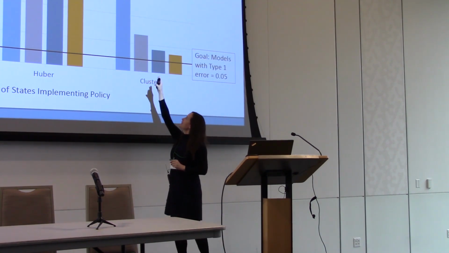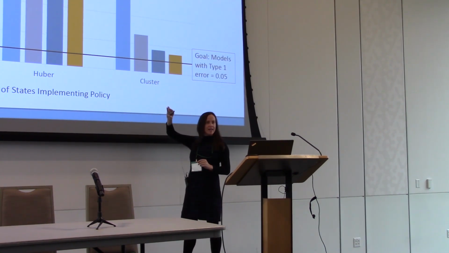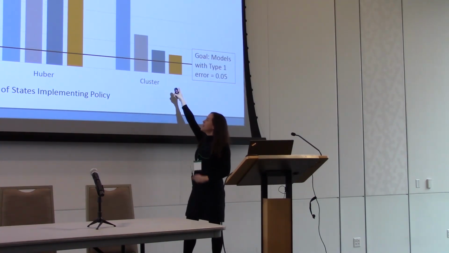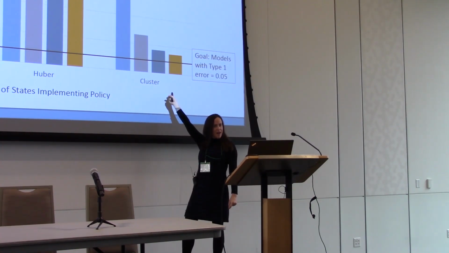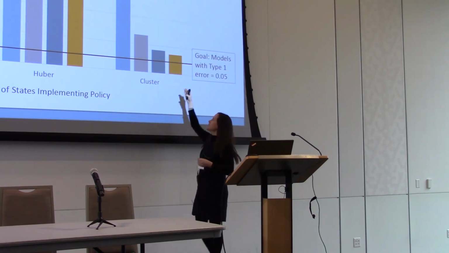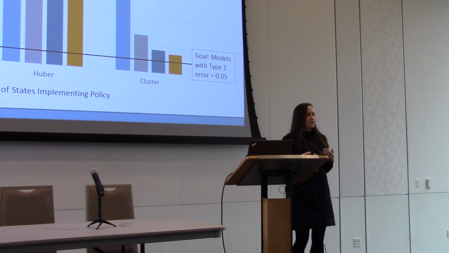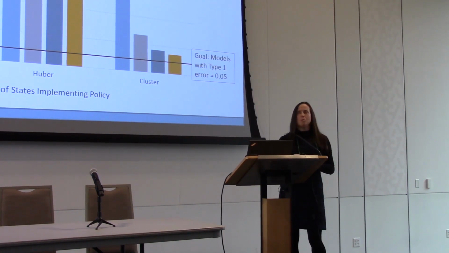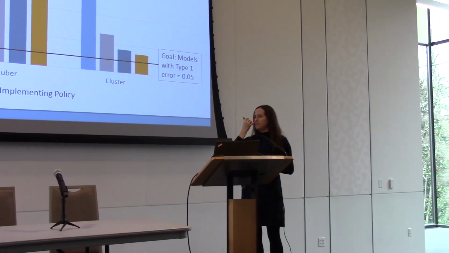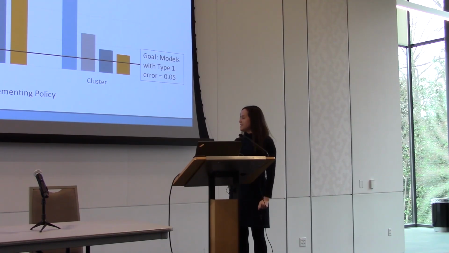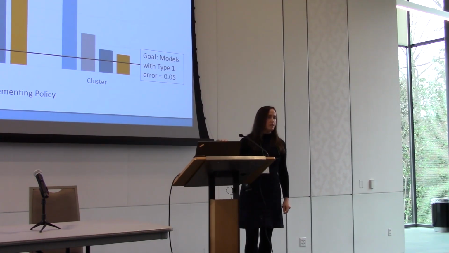But what's interesting is even if you do the cluster adjustment, you still have to get, so these next layers of the graph are the sample size of treated states. So I have 1, 5, 15, and 30. We can't even get to 0.05 with 30 states implementing the law. So that means that the type 1 error rate is still 2 to 3 times what we consider to be a good model, one that you should be less concerned about false positives. So this is an issue and a concern for all of these models.